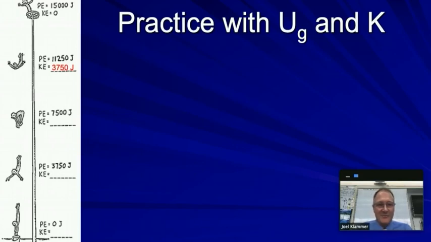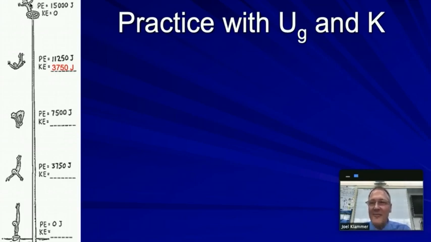So take a look at this next worksheet. Just a little quick practice with gravitational potential energy and kinetic energy. You've got a little person up here. And it says PE, really what it means is gravitational potential energy, is 15,000 joules. And the kinetic energy is 0. In other words, they're stationary.